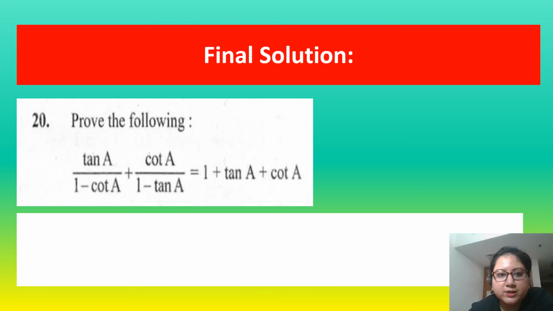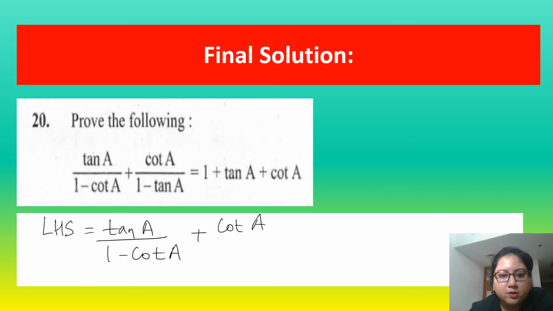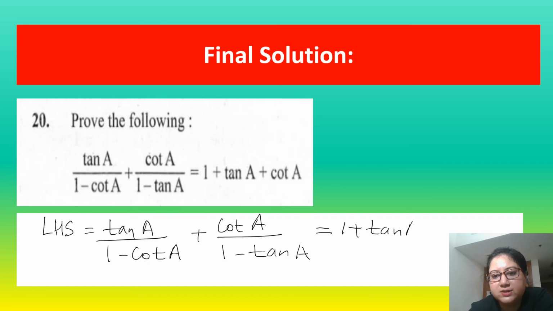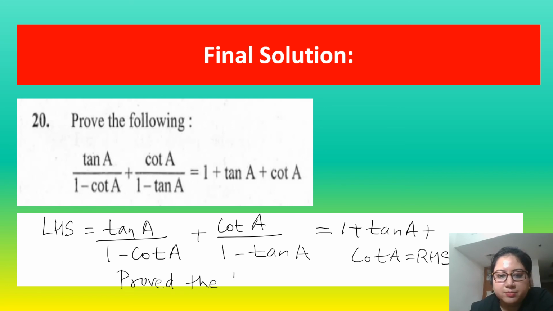Okay, so let's summarize what we learned in this question. So in this question, we had used the trigonometric identity. We started with the left hand side, that was tan A over 1 minus cot A plus cot A over 1 minus tan A, and we solved and simplified this left hand side till we reached the right hand side, that was 1 plus tan A plus cot A. So from the left we moved to the right hand side by using the identities, by using the trigonometric expressions, and we were able to prove. So therefore we completed the solution, we proved the trigonometric identity.